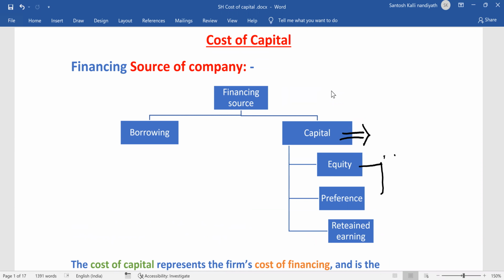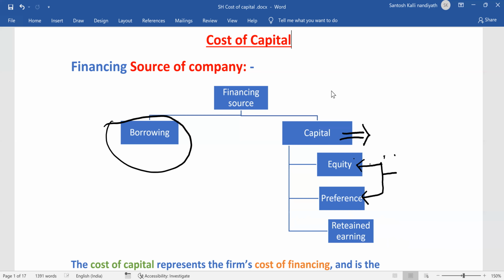So there are two types of shareholder: equity shareholder and preference shareholder. Do you know the difference between equity shareholder and preference shareholder? Bond is borrowing. So generally, in a company, there are two major sources of financing.